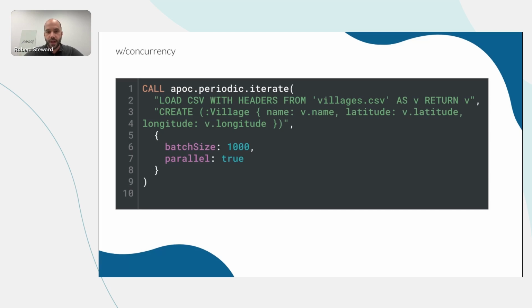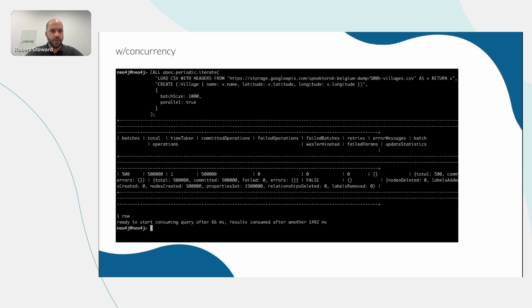With concurrency, we can use something called APOC periodic iterate. So this is a procedure as part of the core APOC library. We can run these batches in parallel, and we can select the batch size, the number of rows that we run per transaction. And this takes around 1.5 seconds, so much faster.